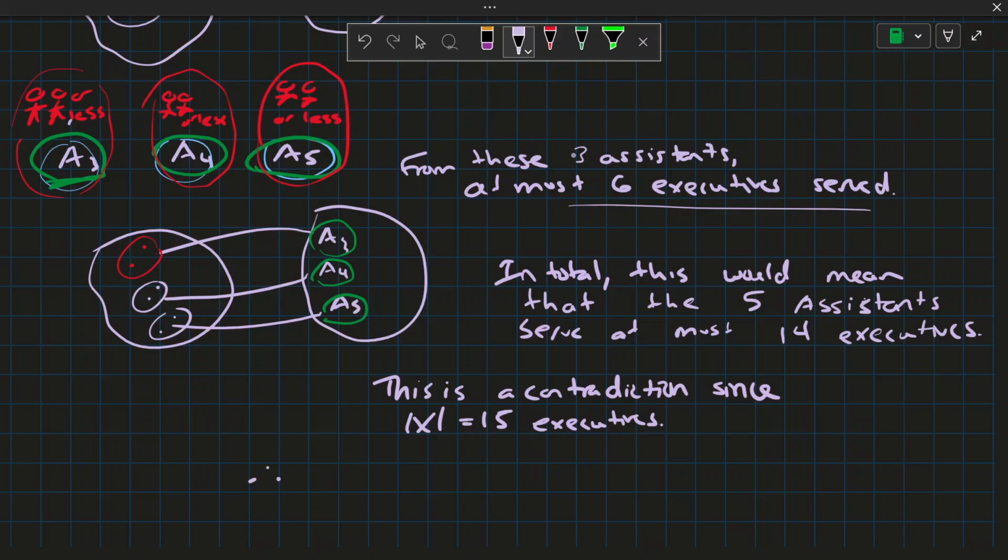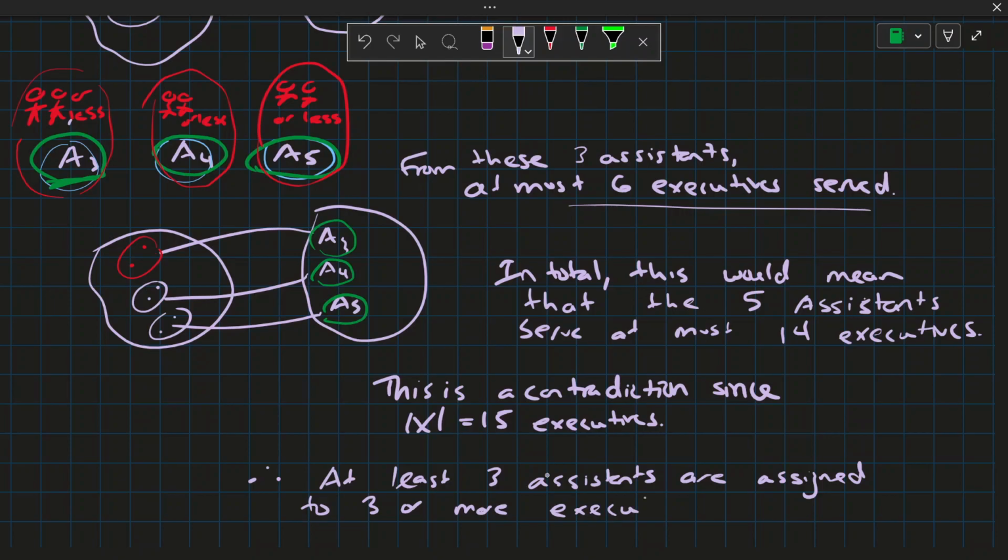Therefore, our suppose not was incorrect, and therefore the original statement is correct, which means at least 3 assistants are assigned to 3 or more executives.